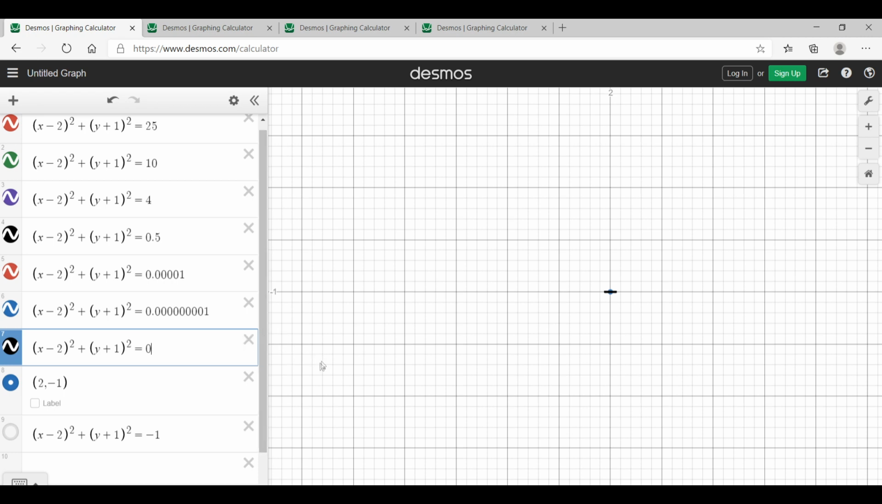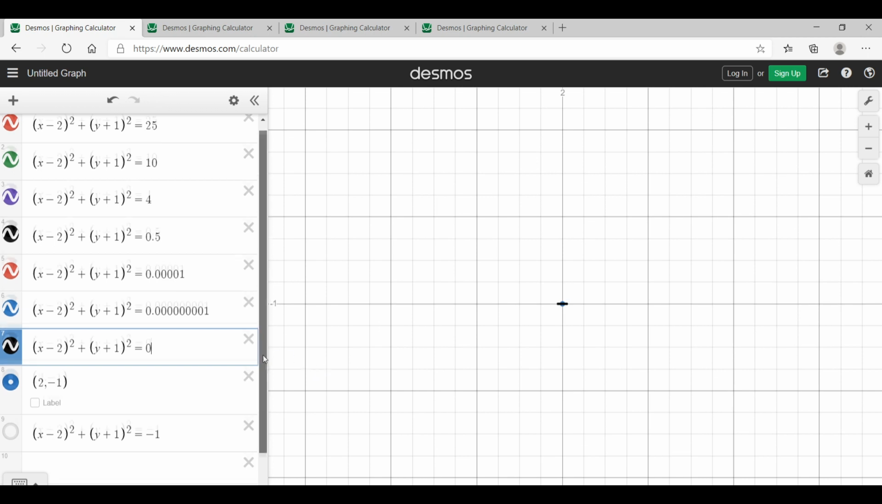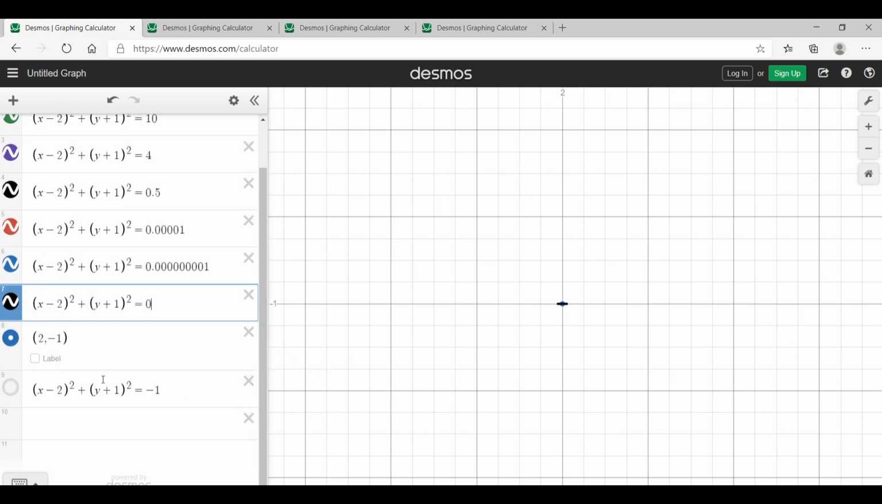Now, if we continue to decrease the value of r squared to a negative number like this one, remember that to get the value of r, we have to take the square root of r squared. But this is a negative number, and when we take the square root, it will lead us to an imaginary number. An imaginary number is not a real number, so it does not exist, or it is undefined. If we do that, let me illustrate it to you.